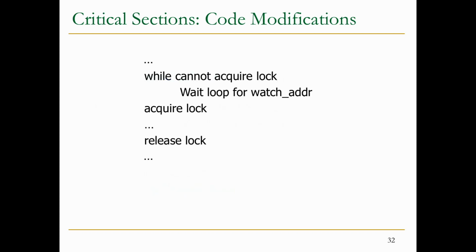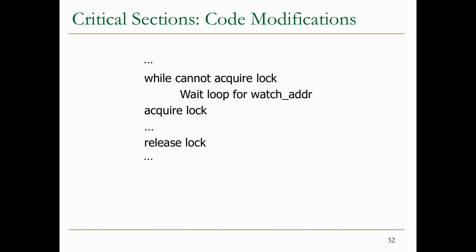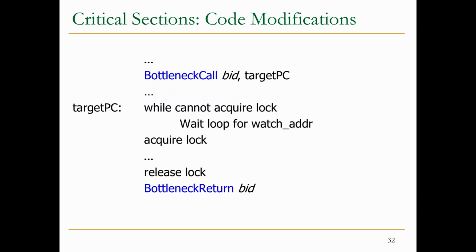What we're going to do is we take this function, we're going to outline it. If you use libraries, it's already a function, actually. And then we're going to encapsulate it with a bottleneck call. This bottleneck call says it will assign a bottleneck ID to this and a target PC. So bottleneck call means that you're going to potentially start a bottleneck with a bottleneck ID at target PC. And then you keep executing it. And you do a bottleneck return at the end, which means that the code is done.